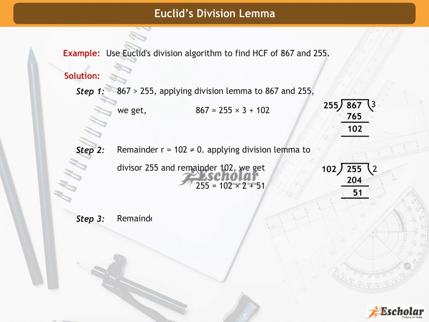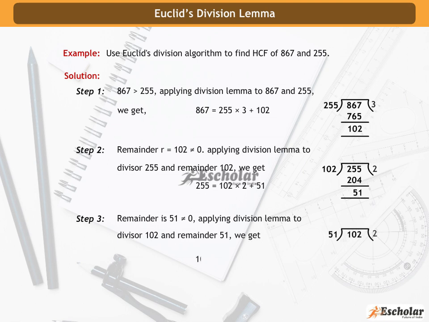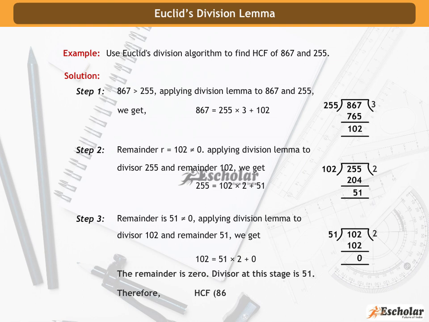Step 3. Remainder is 51, which is not equal to 0. So again apply the division lemma to divisor 102 and remainder 51 as shown here, and we get 102 is equal to 51 into 2 plus 0. Now the remainder is 0 and the divisor at this stage is 51. Therefore the HCF of 867 and 255 is equal to 51.